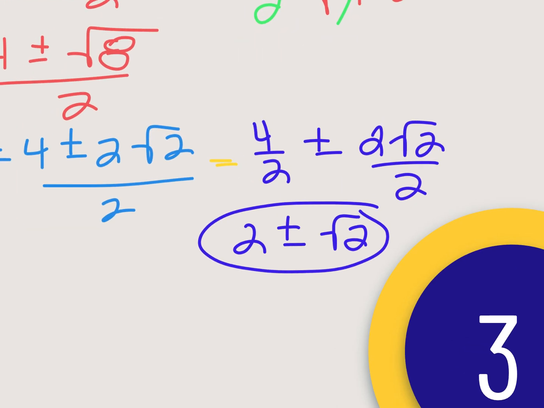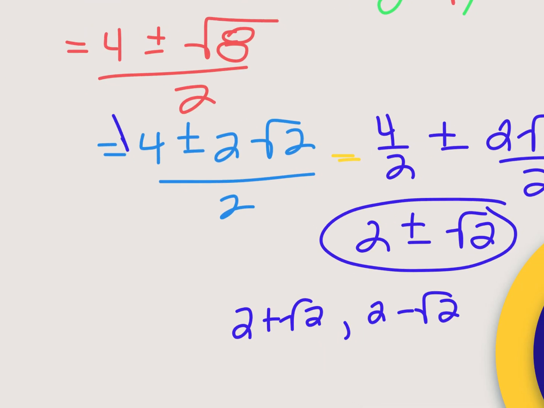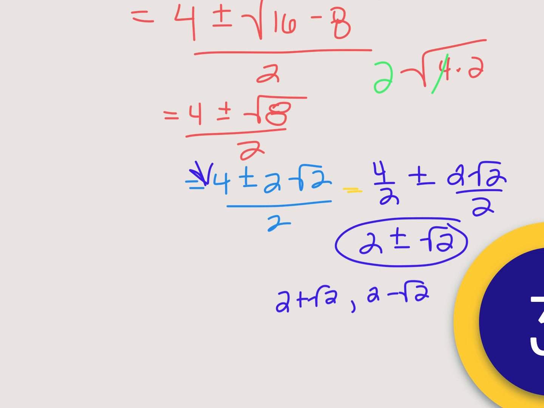On WebAssign, you have to write 2 plus the square root of 2, comma, 2 minus the square root of 2. What if you just leave it like 4 plus or minus 2 square root of 2? If you leave it like this, it's not fully simplified, because 2 goes into both of them. If it only goes into one of them, then that would be fine. But if it goes into both, just get in the habit of breaking it apart every time just to make sure.